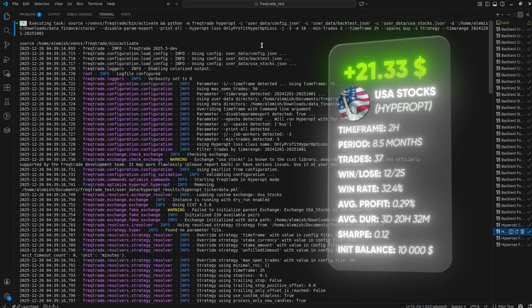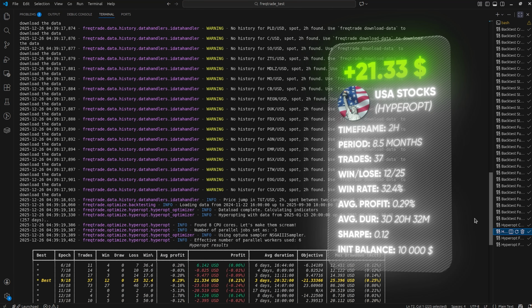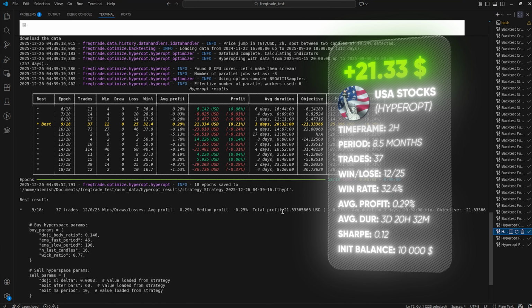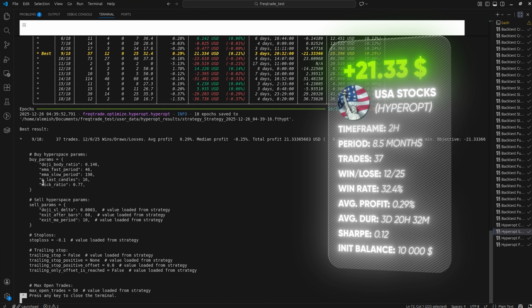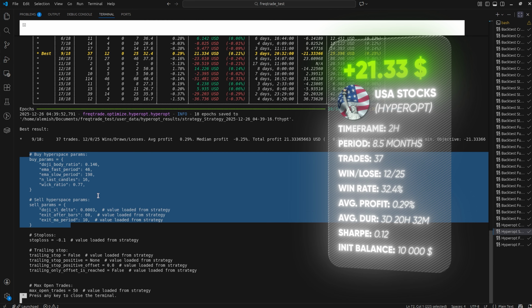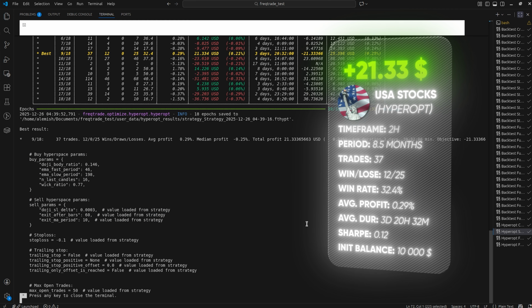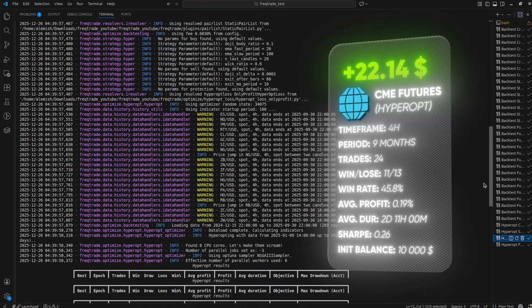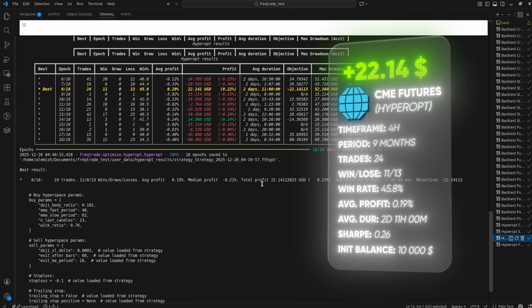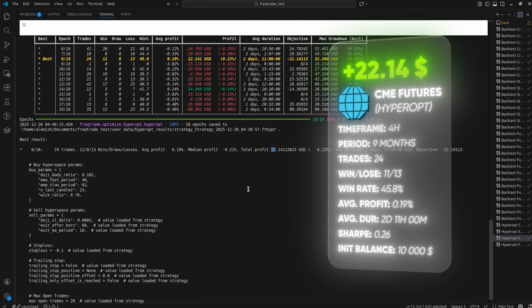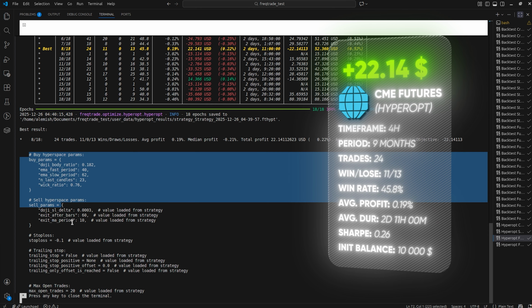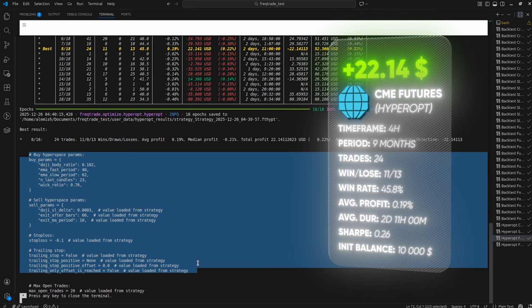Next, US stocks market, 2 hours time frame. Let's see what we have here. Once again, logs. And our best result is only just $21 profit. And you can see best parameters here. For stocks market, results are not as good as for crypto market. Now, futures. Our best result is $22, not much, because futures market was quite good even without optimization, and our best parameters as seen here.